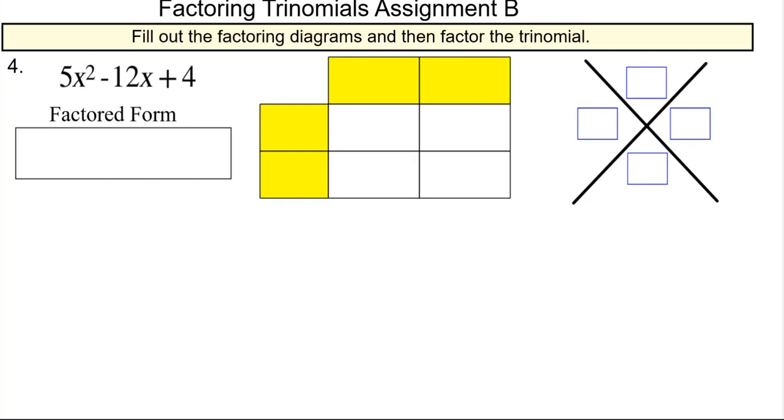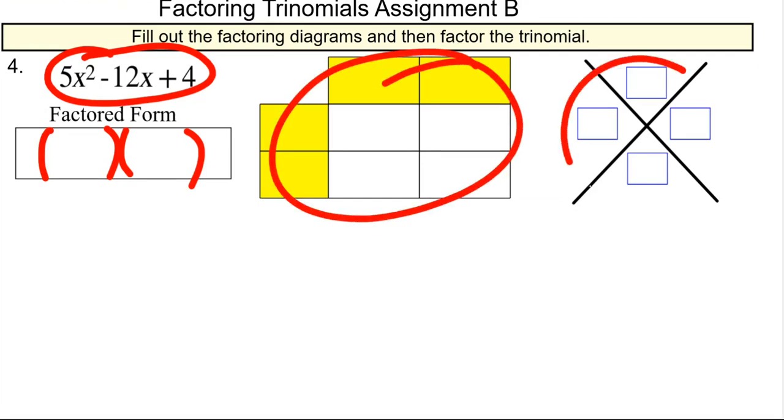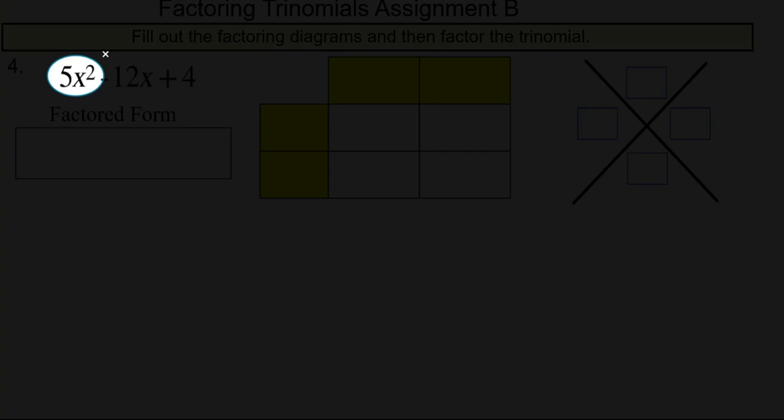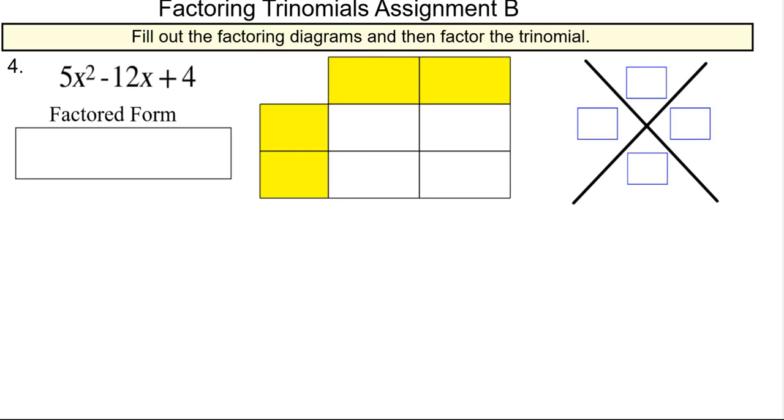We are trying to factor this trinomial and then write the factors here. We are going to fill out both diagrams, but before we do that, let's focus on the lead coefficient. It is not 1 anymore, and that's kind of a big deal. Hey, it's 5. But enough of that. Let's fill out the diagrams.